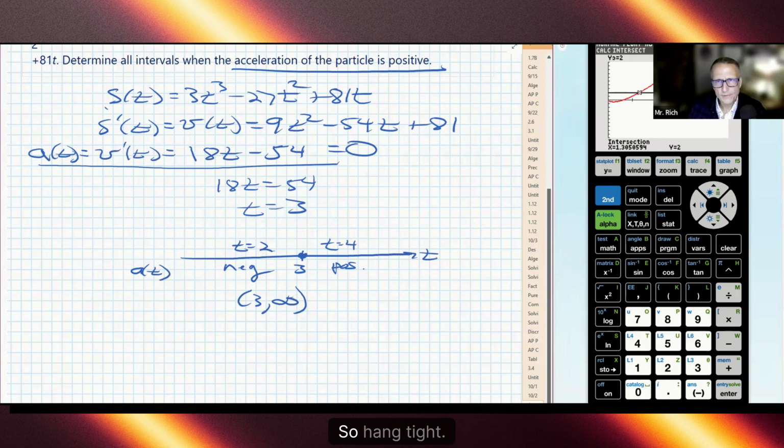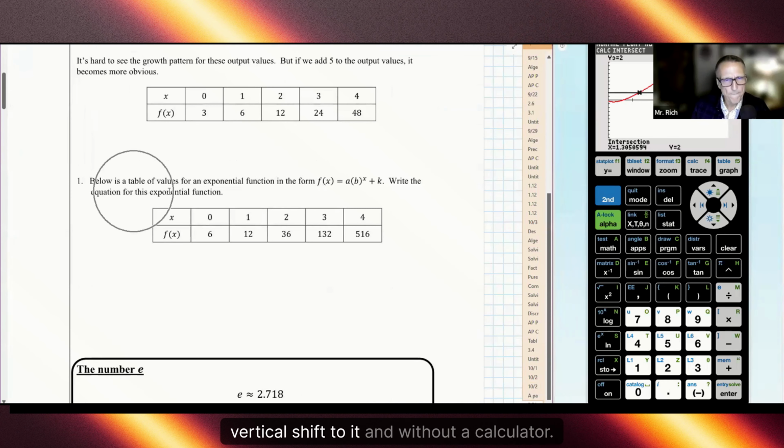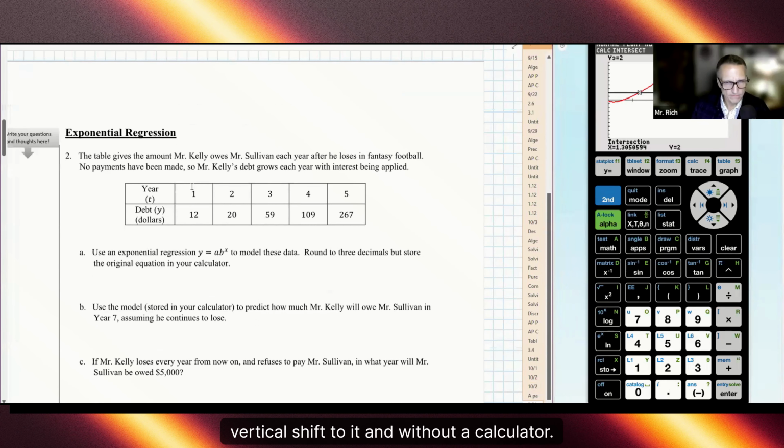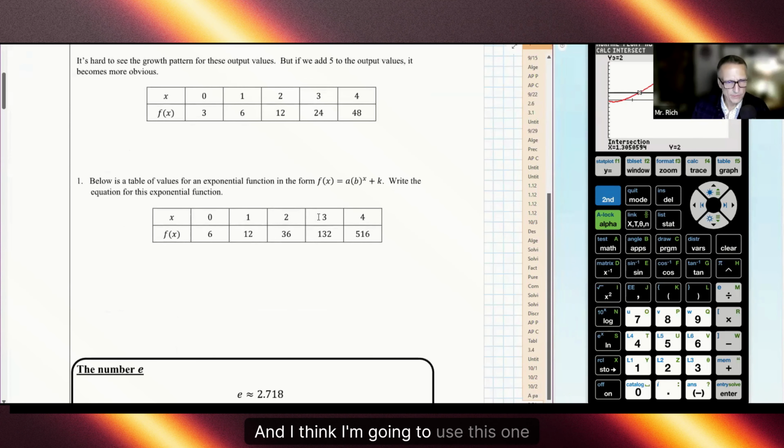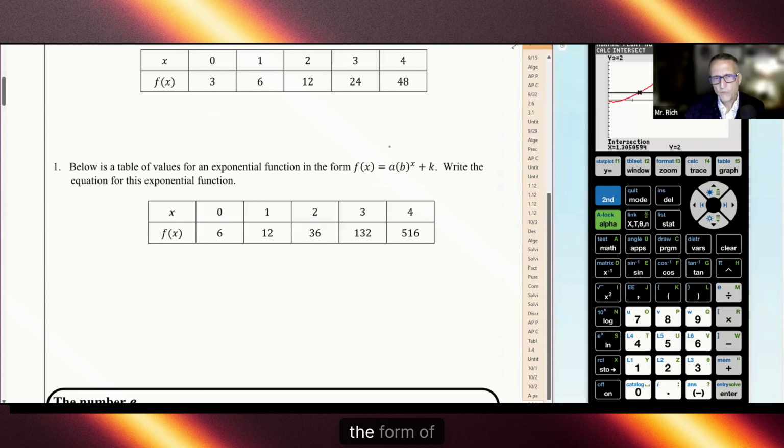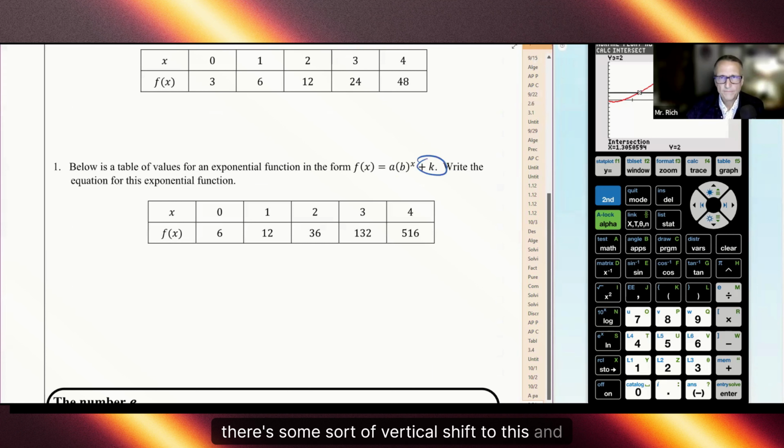Here's what I want to go over for the pre-calc students. I want to talk about how you find, without a calculator, an exponential function that has had a vertical shift to it. I think I'm going to use this one here. I've worked this one with several students in one-on-one sessions, but I'm going to cover it here. So below is a table. It tells us for an exponential function that's in the form of a times b to the x plus k, so there's some sort of vertical shift to this, and they give us some x and y values.